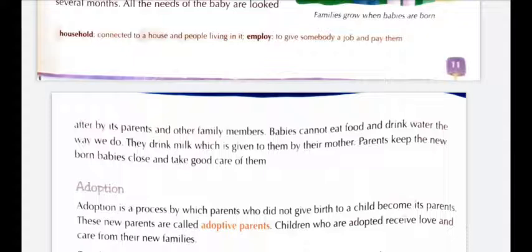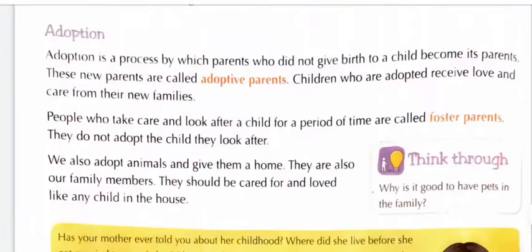So here in this paragraph, a family grows when babies are born. Okay, and the husband becomes father, the wife becomes mother, and their parents become grandparents. Now move on to next, that is adoption. Adoption is a process by which parents who did not give birth to a child become its parents. These new parents are called adoptive parents.